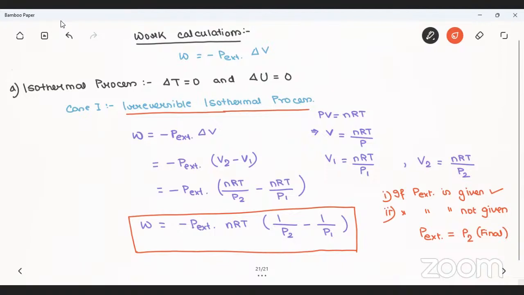Clear? This part? Yes or no? Just reply yes.